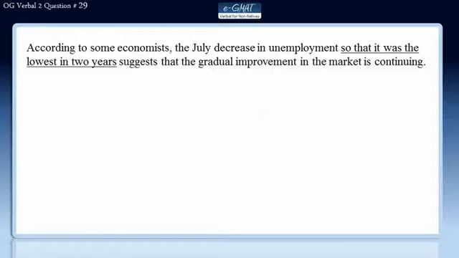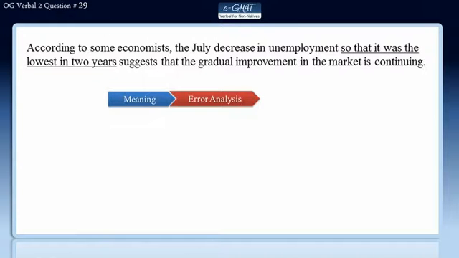We will solve question number 29 of OG Verbal second edition by using the e-GMAT three-step process. In the first step, we will understand the meaning of the sentence. In the second, we will evaluate the errors in the sentence, and finally, we will review all the answer choices to get to the correct answer.